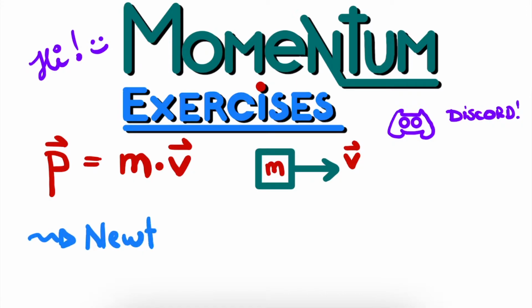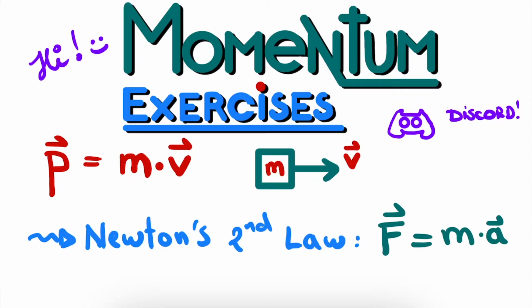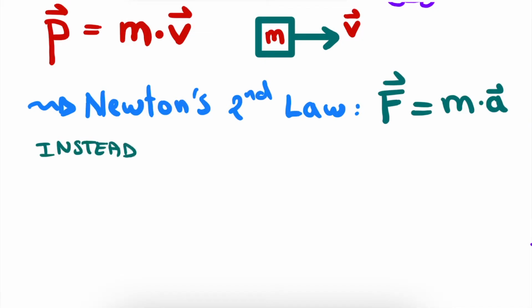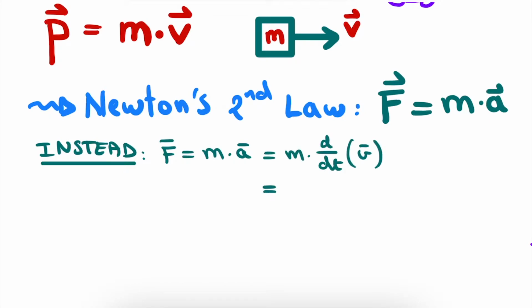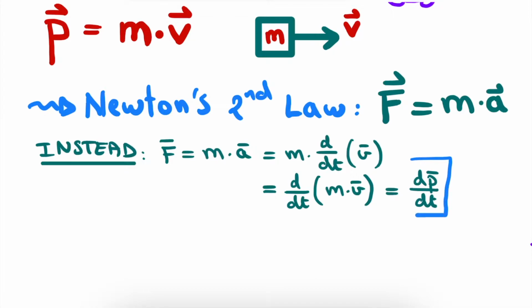Even Newton was aware of this, because he never wrote his second law, F is equal to m times a, in function of this a, the acceleration of a moving object. Instead, Newton wrote his second law as a function of momentum. Since we know that acceleration is simply the time derivative of the velocity, then we can put this m inside of the derivative, if it is constant, and then we see that we simply have the derivative of the momentum with respect to time. And this simplifies Newton's second law as simply saying that F is equal to the change in momentum. Therefore, if you want to change the momentum of an object, you need to apply a force.